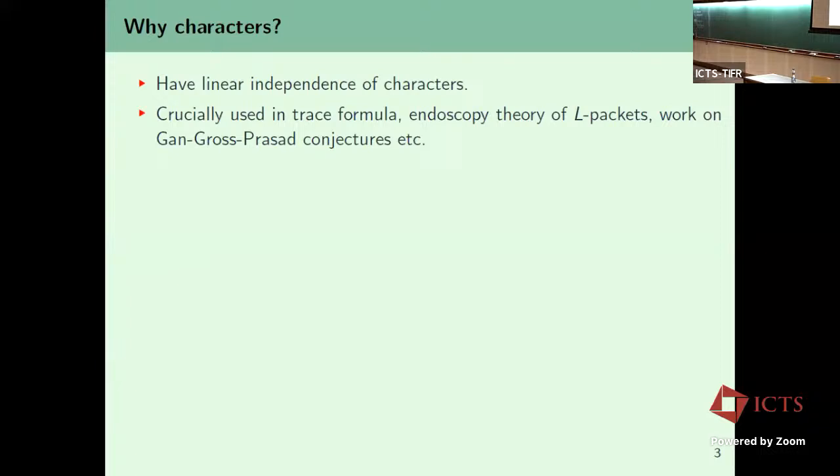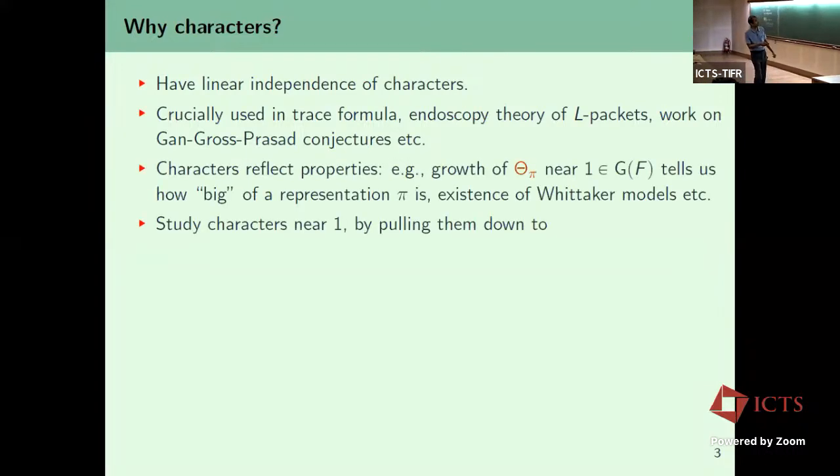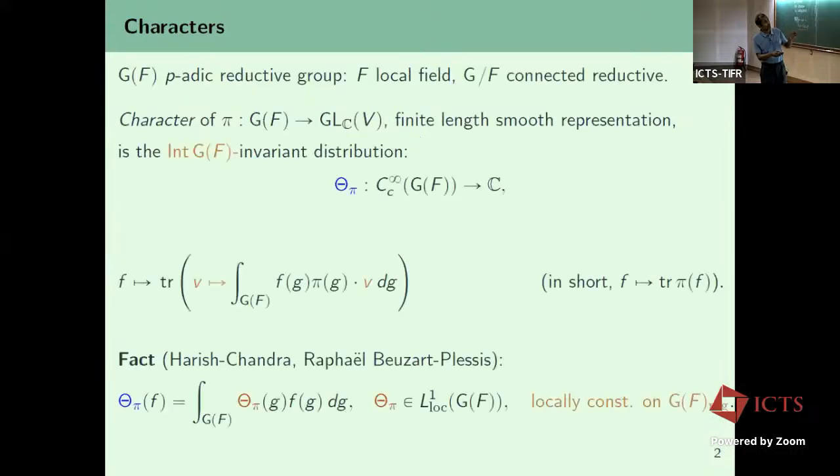Okay, so why characters? So first of all, they can be used to distinguish between representations. Secondly, they are very crucially used in a lot of applications. For instance, though the Arthur-Selberg trace formula is on adelic groups, the way it pans out also involves local characters. Okay, and characters reflect several properties. For instance, you see the function theta pi from last page, this is locally constant on the set of regular semi-simple elements of G(F).